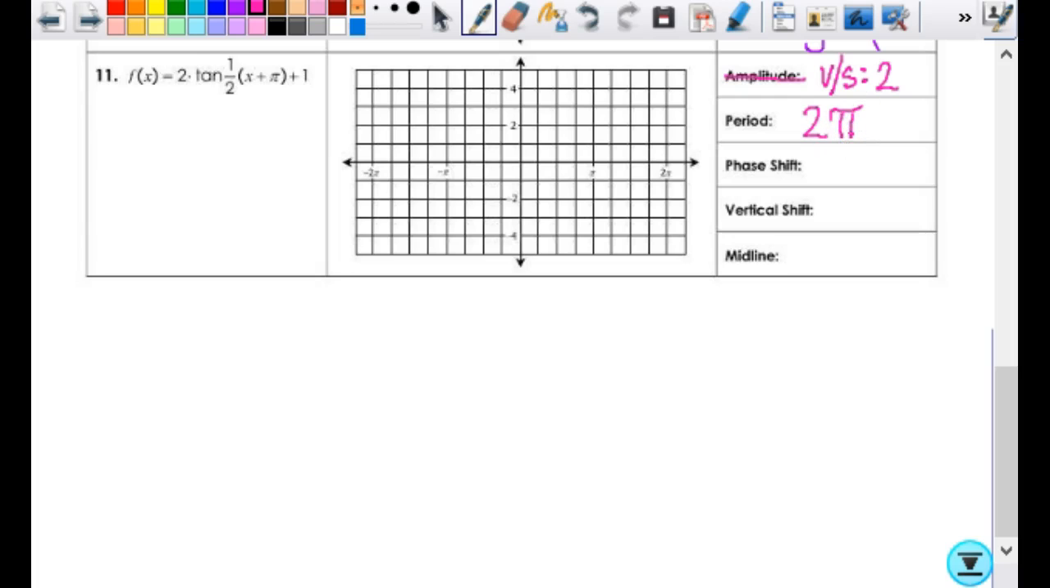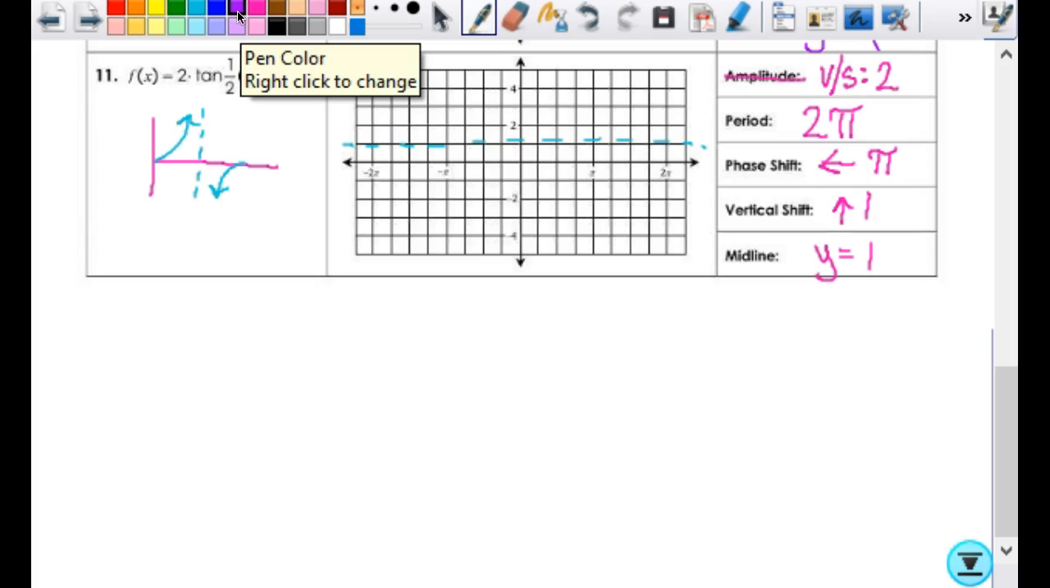Y'all got that? We have the phase shift. We're going to the, which way? Left pi, up 1. So midline is y equals 1. Tangent parent function looks like this. And I draw in my midline, which is at y equals 1. Okay. All right, so I start on the parent function. It starts at 0, 0. This is my new 0, 0.